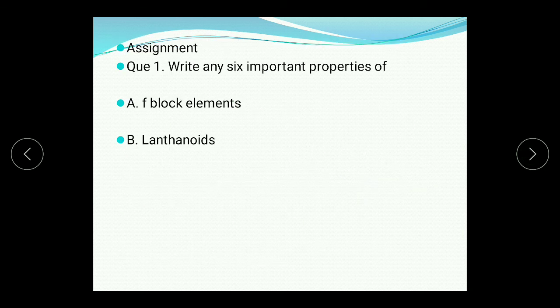Now, the time for assignment. Write any 6 important properties of F block elements and lanthanides, 6 each. Understood? So, thank you.